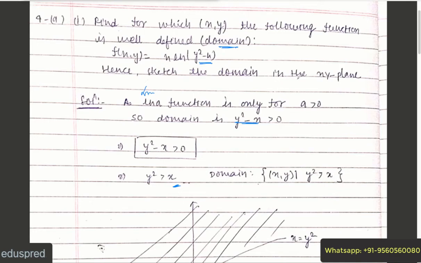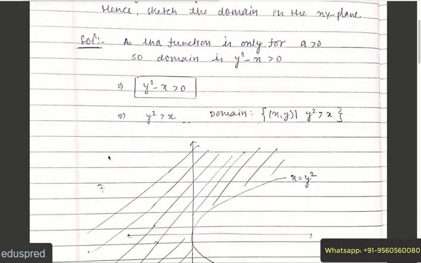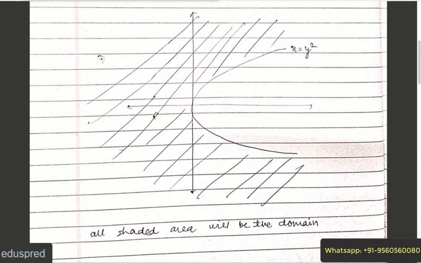Now we have to sketch this domain in the xy plane. As you know, x = y² is a parabola which is opening in this direction. This is x and this is y. And we want the values where y² is greater than x. So just randomly choose this point, which is (−1, 0). So that would be 0 is greater than −1, which is true. Hence this entire region, the shaded region, is your domain.